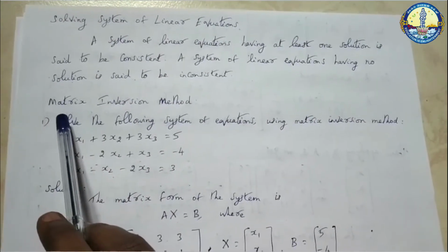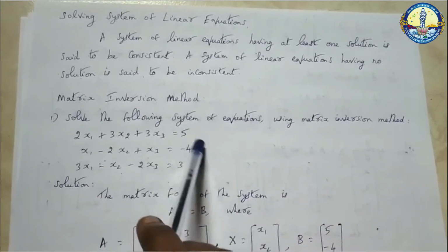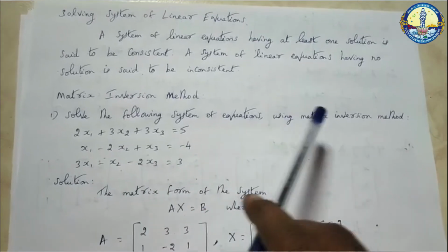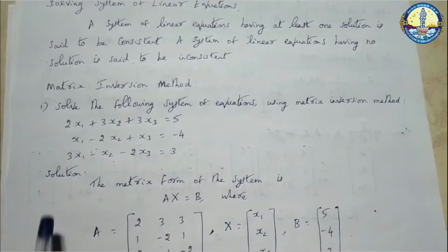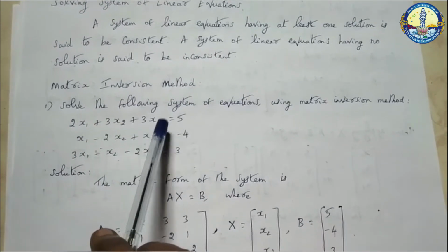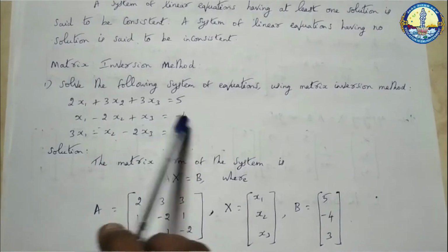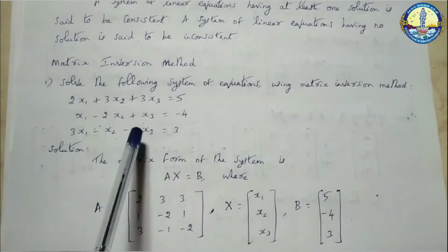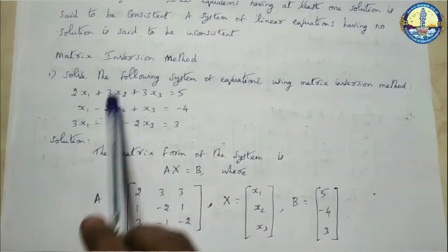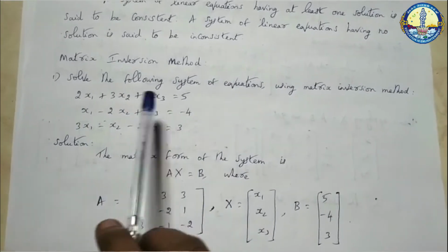Now we'll see the matrix inversion method. Solve this system of equations using the matrix inversion method. This is the given problem: 2x1 plus 3x2 plus 3x3 equals 5. x1 minus 2x2 plus x3 equals minus 4. 3x1 minus x2 minus 2x3 equals 3. This is the given question, a system of linear equations.